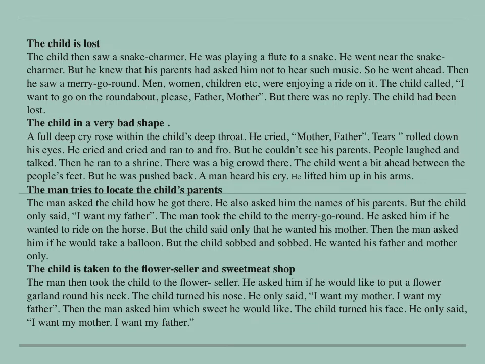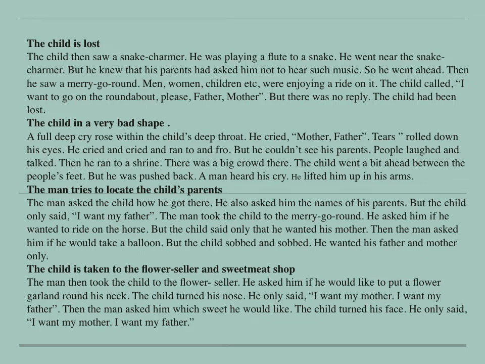The man took the child to the merry-go-round. So the man took the child to that swing. He asked him if he wanted to ride on a horse. The man was ready to give him a ride on a horse also. But the child said only that he wanted his mother. Then the man asked him if he would take a balloon. But the child sobbed and sobbed. He kept on crying. He wanted his father and mother only.